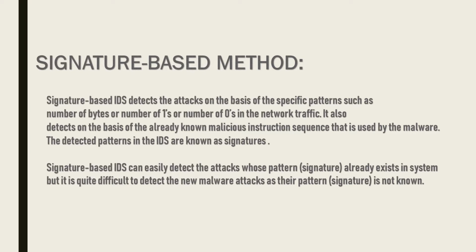Signature based IDS detects attacks on the basis of specific patterns, such as the number of bytes or the number of ones or number of zeros in the network traffic. It also detects on the basis of already known malicious instruction sequences that are used by malware. The detected patterns in the IDS are known as signatures.